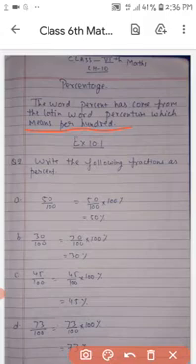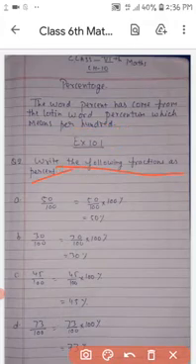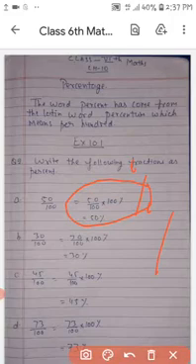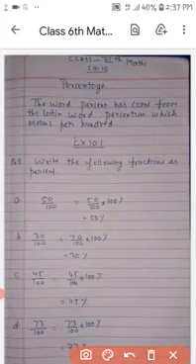Okay, children. Now let us start exercise 10.1. Write the following fraction as a percent. First of all, 50 upon 100, multiply by 100, and draw the symbol of percent here. Now 100 is cancelled. Now the answer comes to 50%.